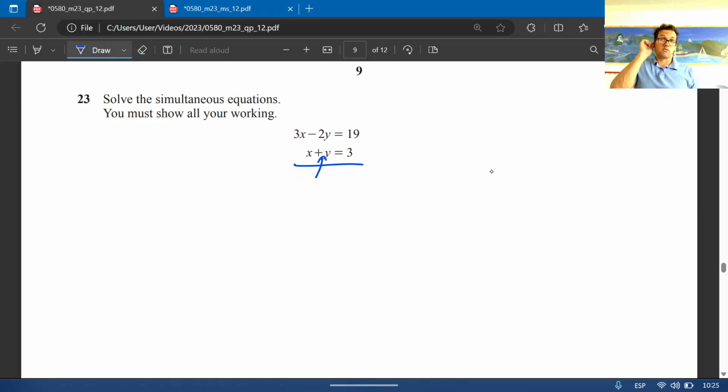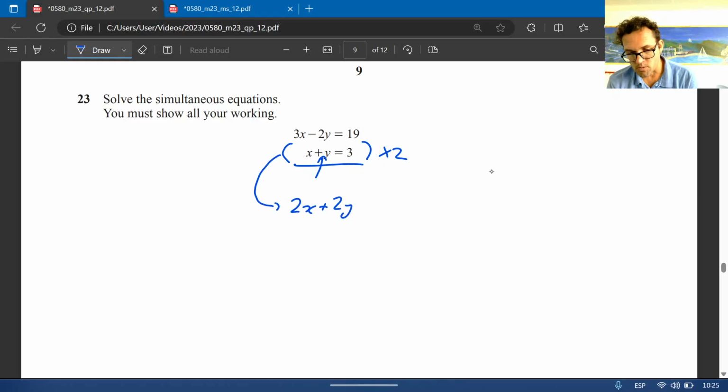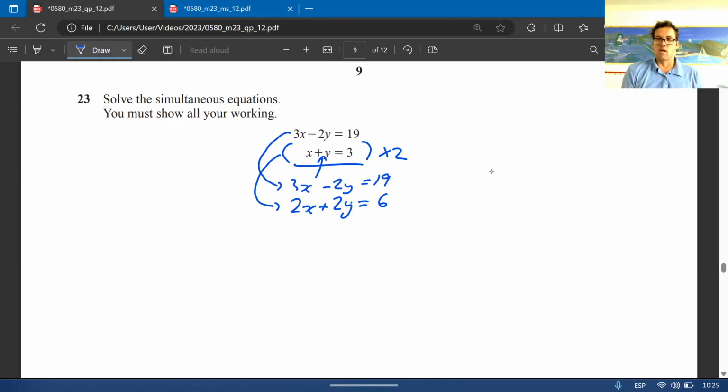And we do that, because we can't just put it there, because then we change the equation. We do that by multiplying the whole equation by 2. So this equation becomes 2x plus 2y equals 6. This equation is still true because we multiply everything by 2. Now I'm just going to write the first equation again, which is 3x minus 2y equals 19. Now you see we got 2y and 2y.